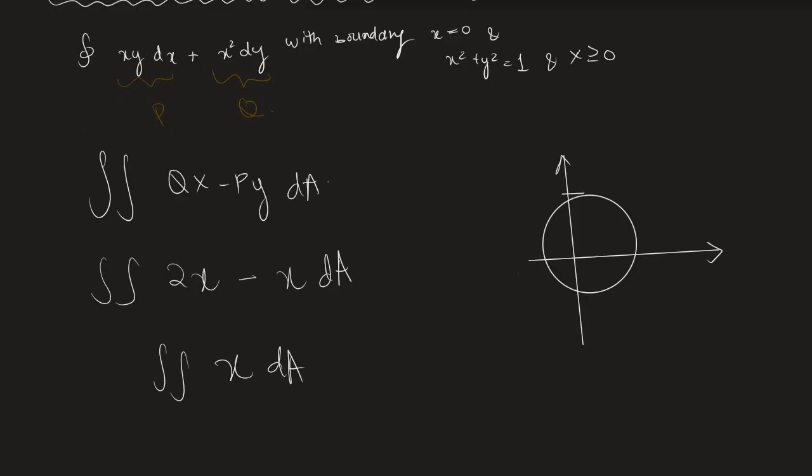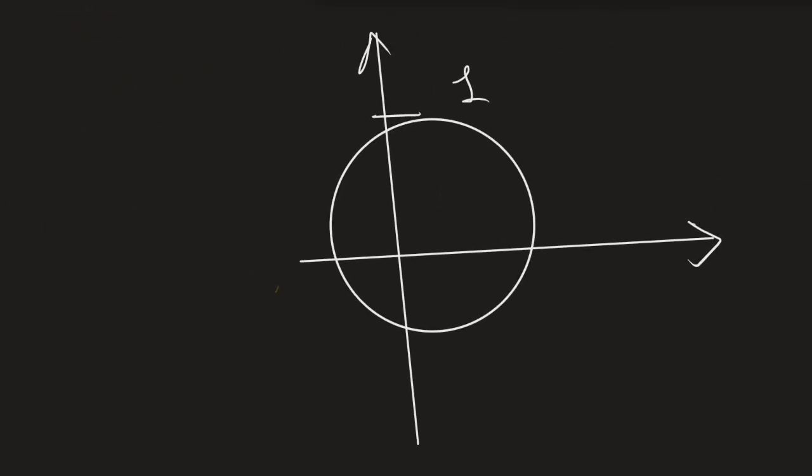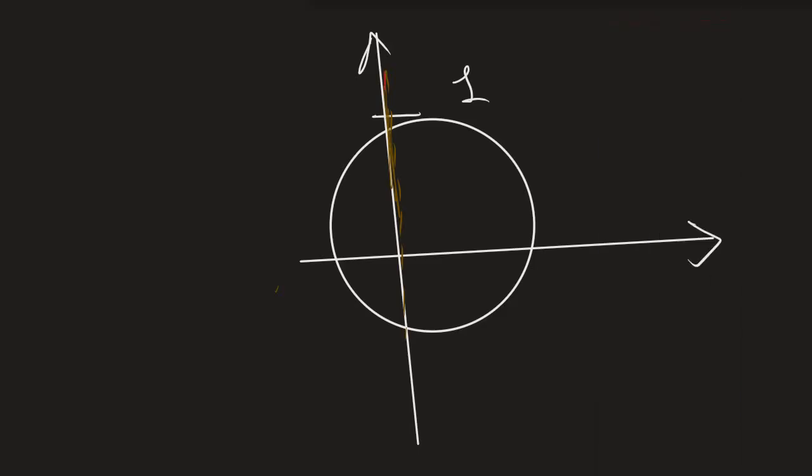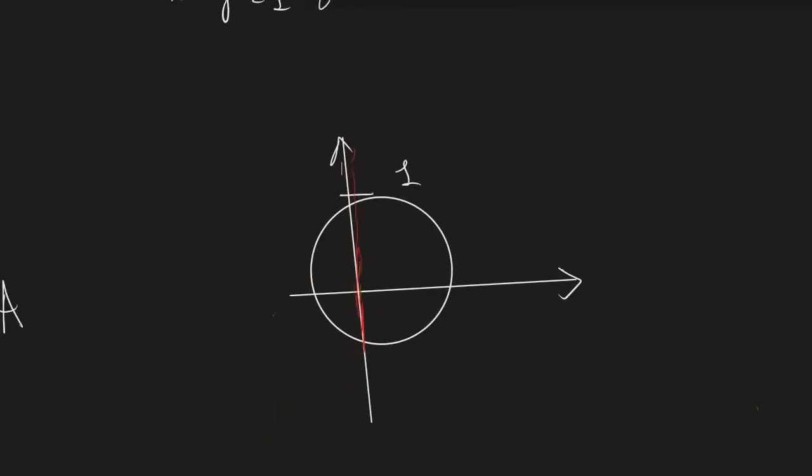It's just a circle with radius 1, but then we have x equals 0 as well. So x equals 0 is simply this line that you see over here. I can use another color, maybe red. So this line that you see over here is x equals 0. And here it says x greater than or equal to 0. That means all the x's that are positive. We're not taking any negative x's.